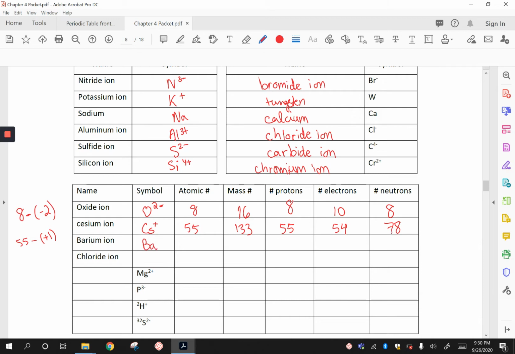The next one, barium ion. Barium is Ba. It is in group 2, so it gets a +2 charge. Atomic number for barium is 56, so that tells us 56 protons automatically. For the electrons, you take 56, subtract the charge, which is +2, so that would give you 54 again. The mass number from the periodic table for barium is 137. 137 minus 56 is 81.